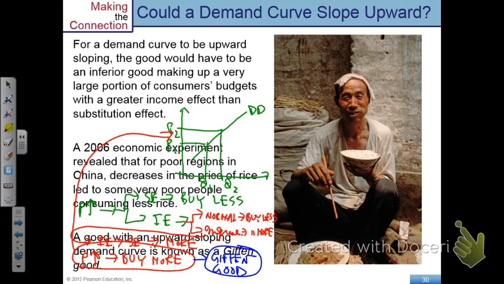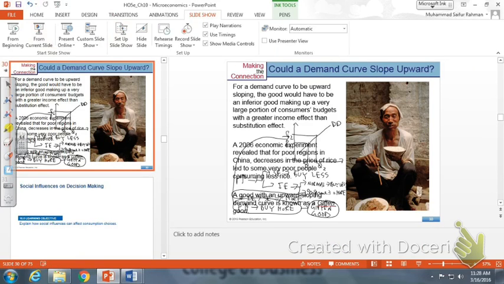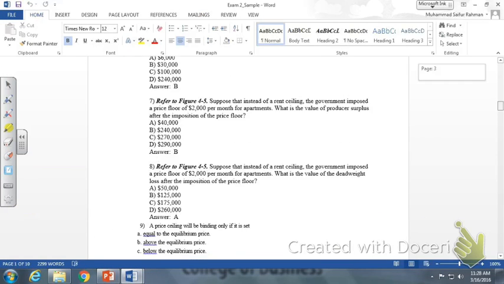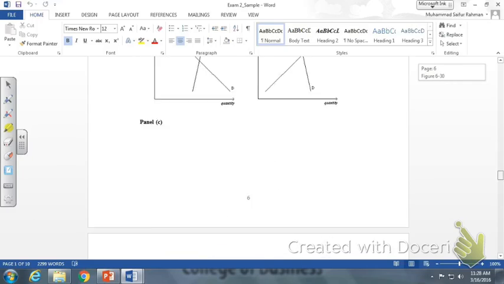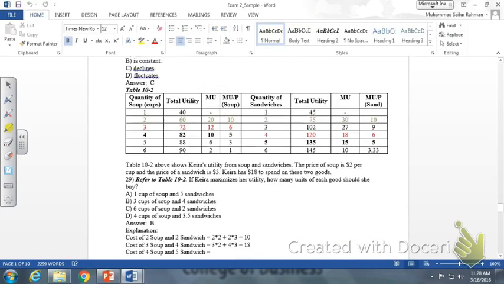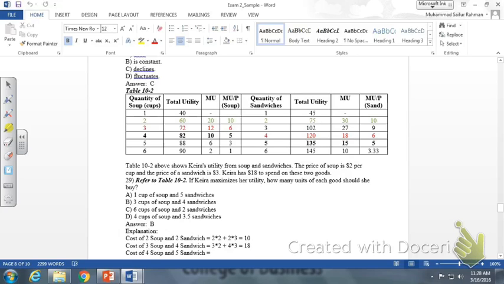Okay? Any questions? I'm going to quickly close this, and I want to move to the sample exams. I'm going to start with question number 29. After today's class, I'm going to upload these slides because these slides have a little bit more explanations. The question that you're looking at, table 10.2, has two goods. Can you guys from the backside see the numbers?